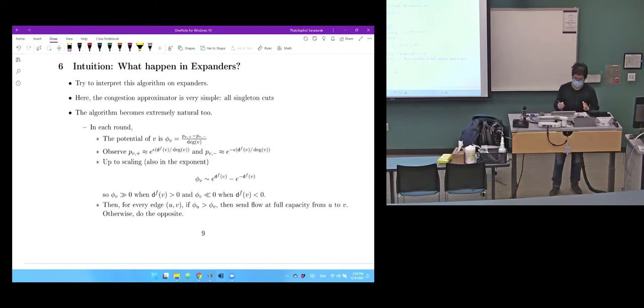The reason it's so simple is because, first of all, the condition approximator for expanders is something very simple. It's just singletons. And we can try to analyze how things go more precisely, and have some physical understanding of this thing.